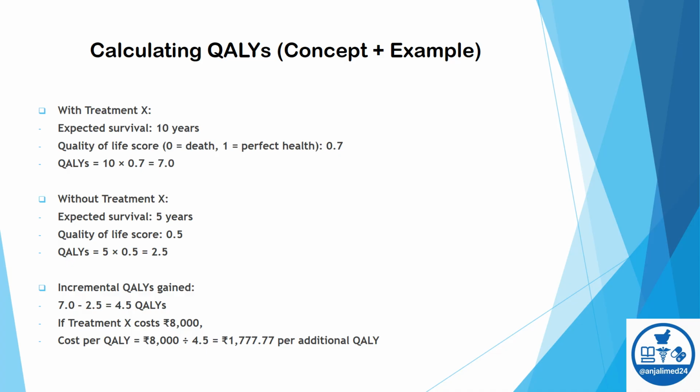If the treatment costs 8,000 rupees, we divide this cost by the additional 4.5 QALYs. This gives us the cost per QALY gained, which helps us evaluate whether the intervention provides good value for the money spent.